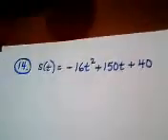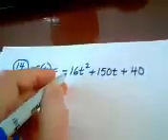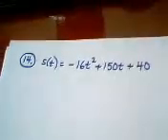And let's look at the function so that I can explain to you how we're going to begin to answer the question. Here we are. The position function, s of t, is equal to the opposite of 16t squared plus 150t plus 40.